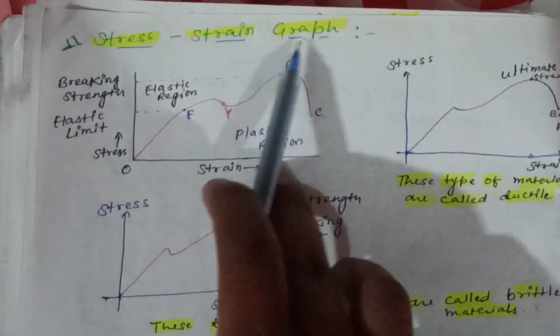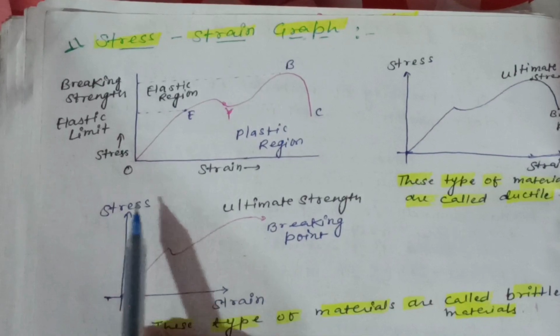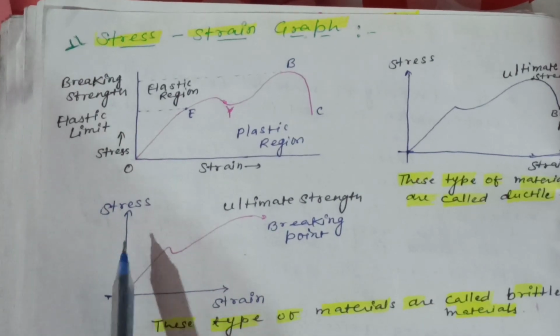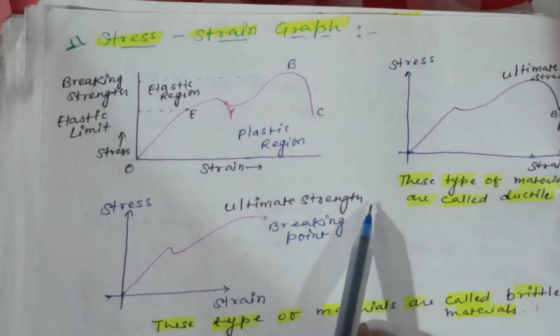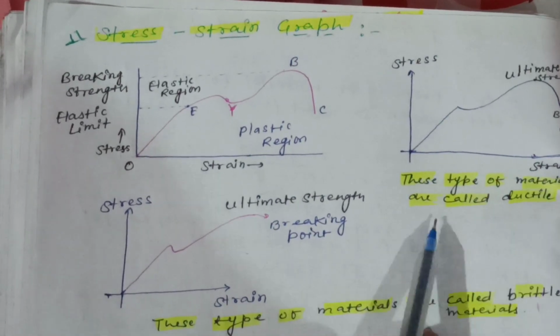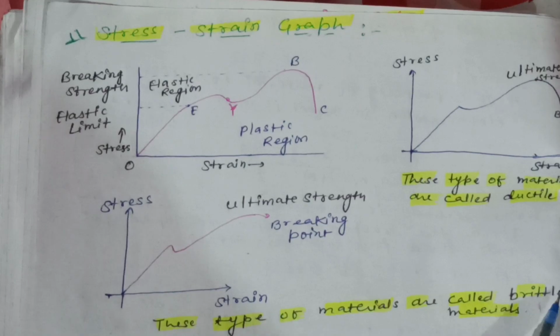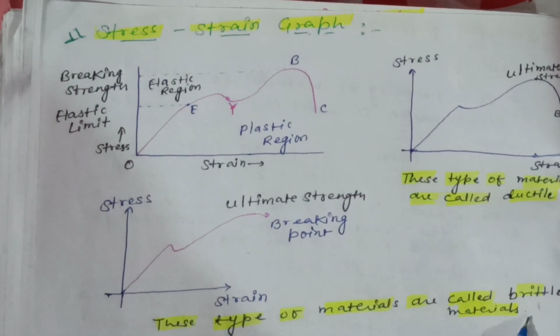A stress-strain graph. Stress, strain, ultimate strength, breaking point. This type of material is called ductile. This type of material is called brittle material.